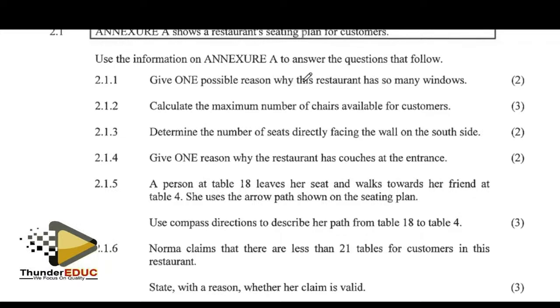Give one possible reason why this restaurant has so many windows. One possible reason. This is simple. Number 1, to have fresh air. You understand? We need fresh air, air circulation, air flow. Number 2, to have enough natural light. And if you have enough natural light, guess what happens? You don't need to switch on the lights. In the end, you cut on electricity.